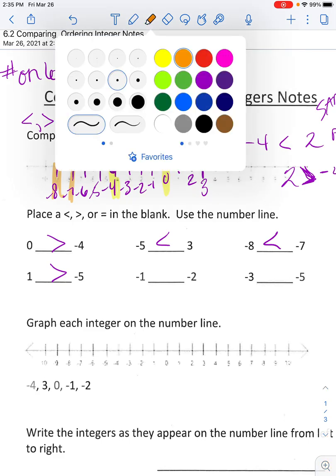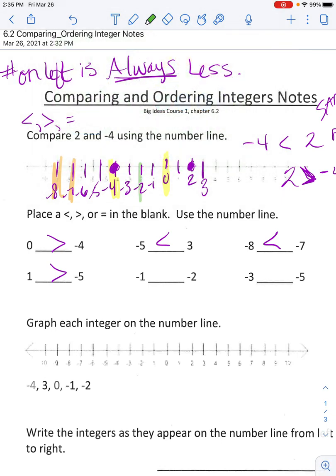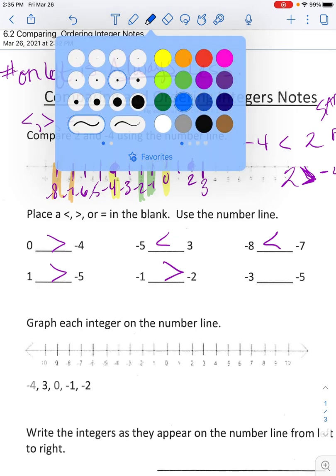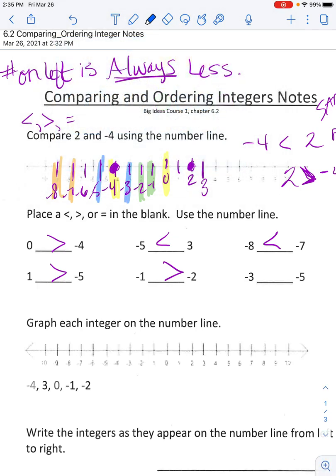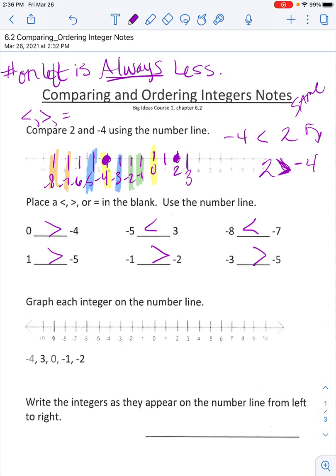-1 compared to -2. I'm going to change colors here. Here's -2, here's -1. -2 is further to the left, so it is less. It points to the number on the left. So -1 is greater. And then comparing -3 to -5: here's -3, here's -5. -5 is on the left, so it points to the smaller number. So -3 is greater than -5. Hopefully that makes sense. The number on the left on the number line is always less. It always points to the number on the left.